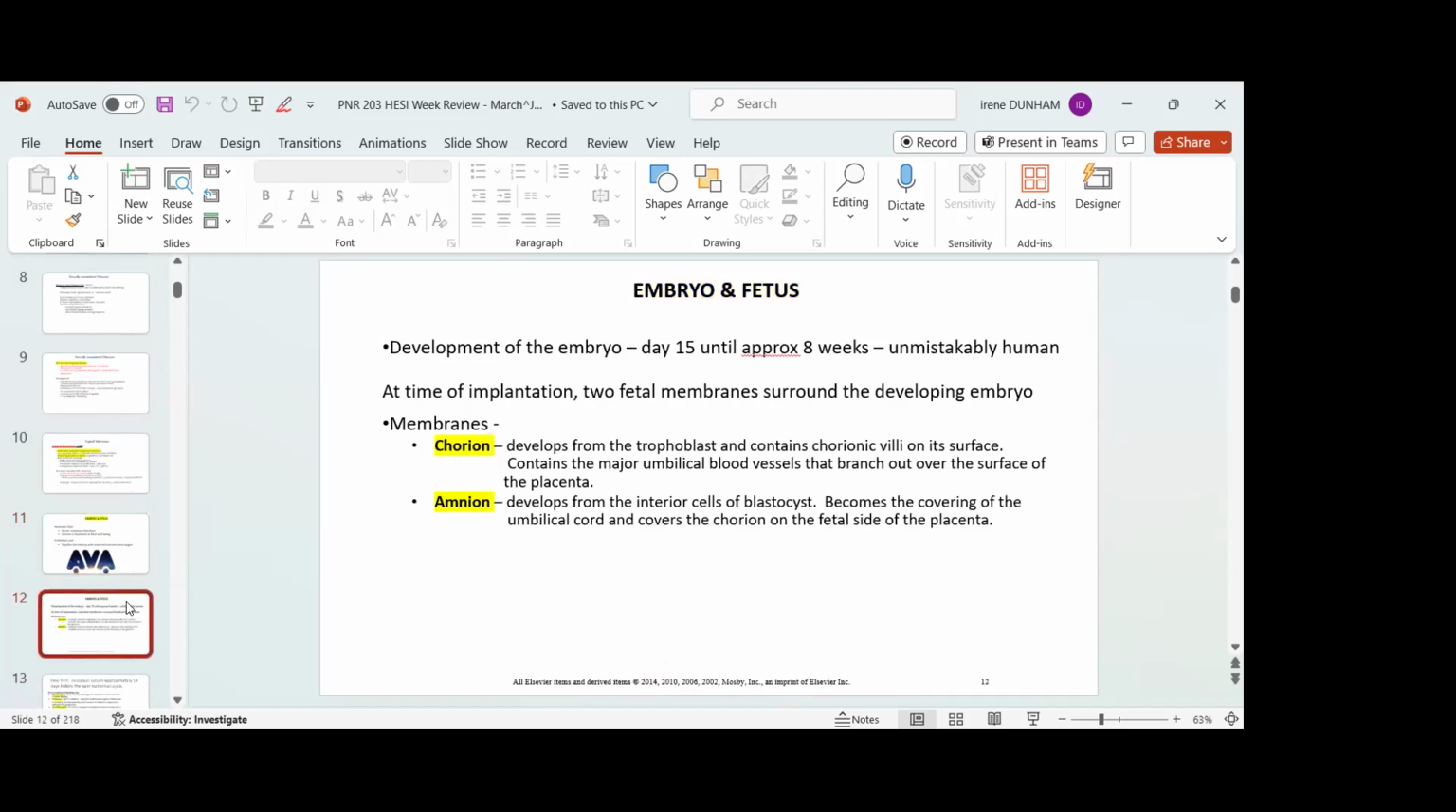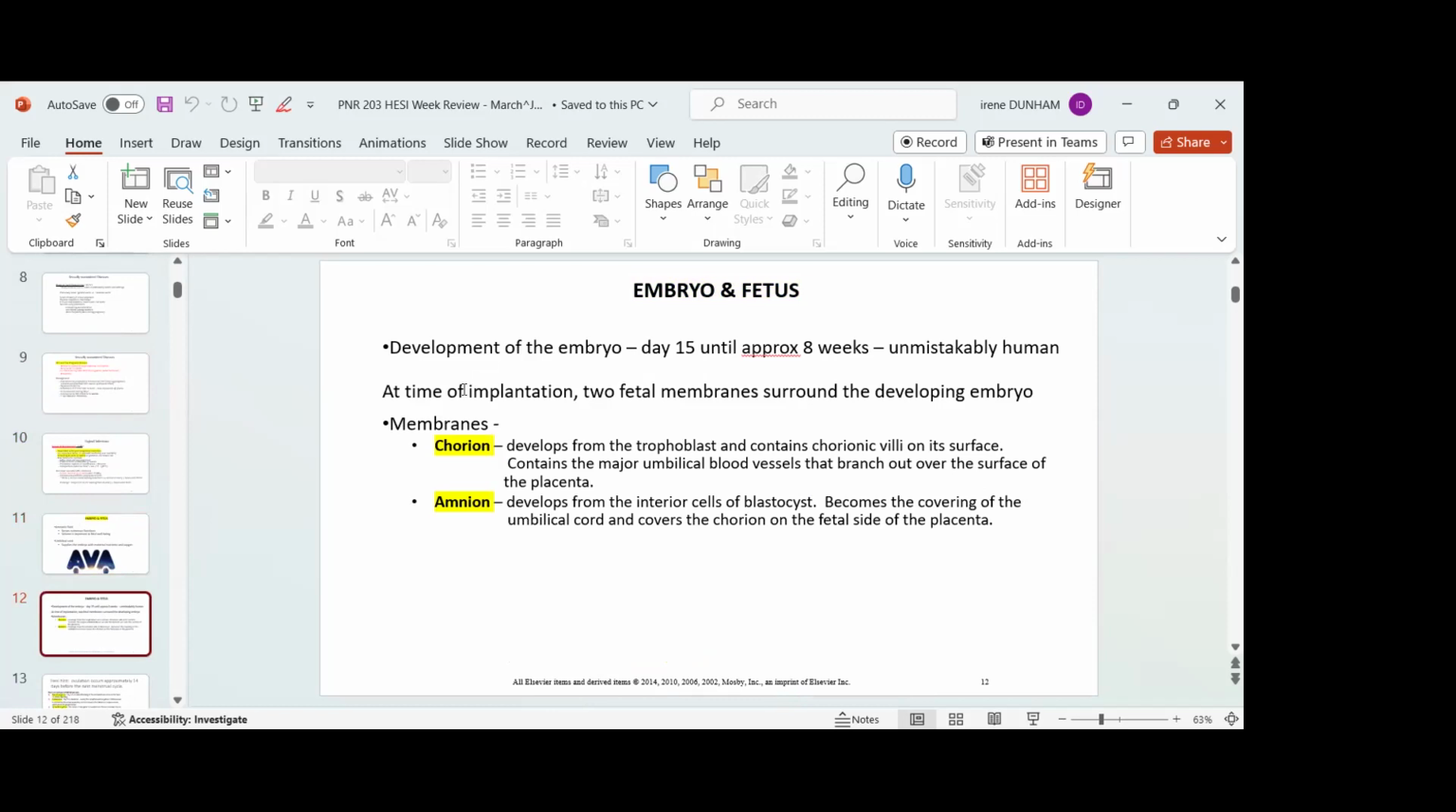So remember the development of the embryo. Okay, so it goes from day 15 until approximately 8 weeks. Okay, and it starts to look like a little human being. Okay, at week 9, it turns over to a fetus. From week 9 to week 40 and beyond, of course, you've got the fetus, okay, until you have birth.